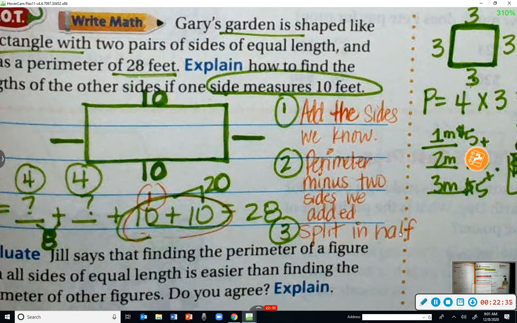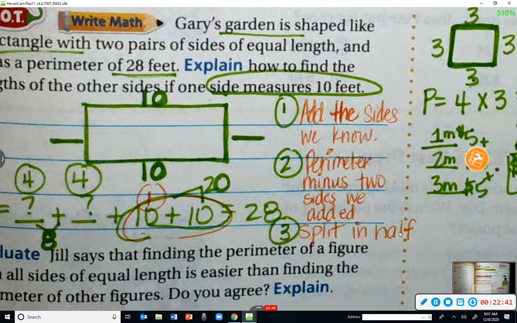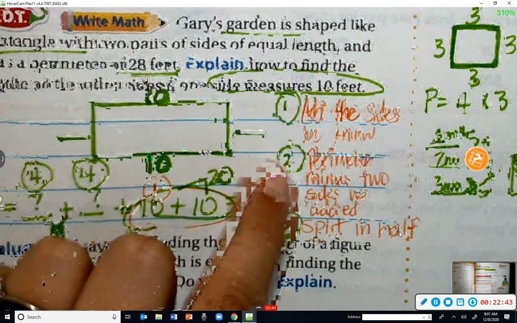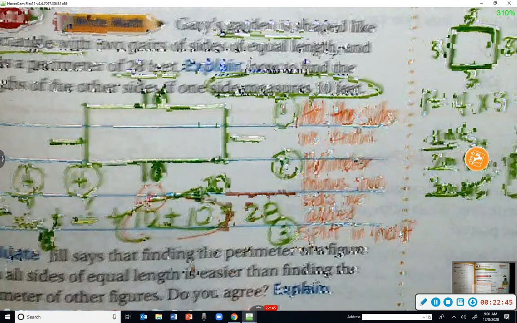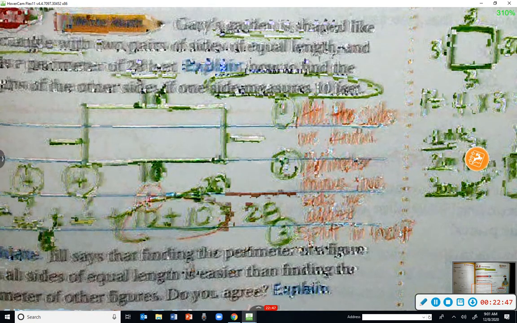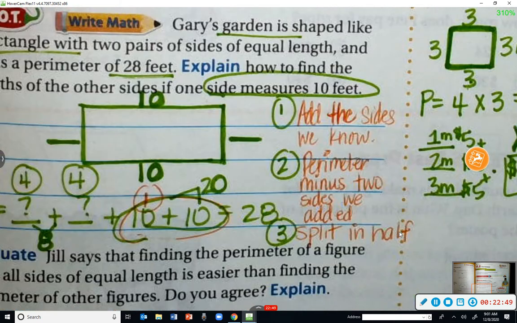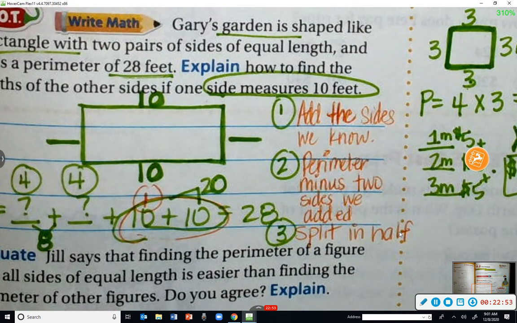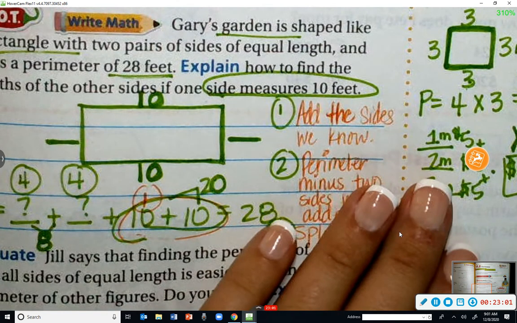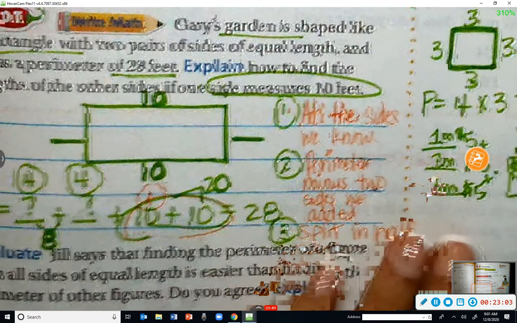No, we're going to actually skip the last one and we're going to go on to the back. Does everybody have that down? Because this is something we will use tomorrow for sure. Finding missing sides. Add the sides we know. Perimeter minus the 2 sides we added. And then split in half. That will get easier the more practice we get, okay?